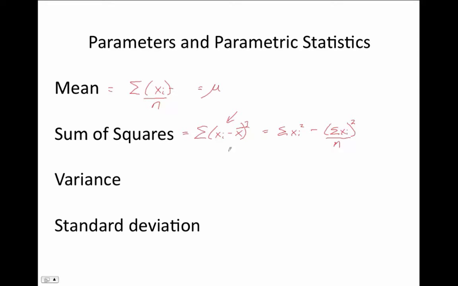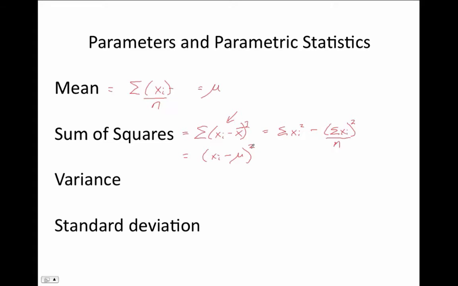Okay, now I should also mention that this is the sample sum of squares, and again, it's meant as a proxy for the population sum of squares, which can be denoted as xi minus mu, the true population mean, squared.